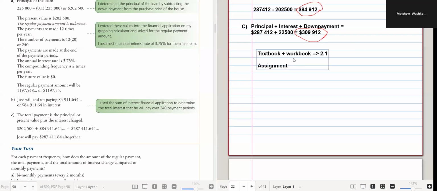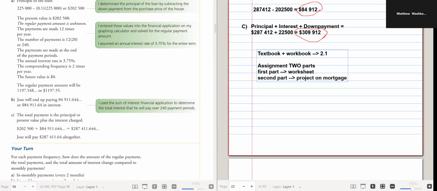You know what? For your assignment, there's going to be two parts, okay? The first part is going to actually be a worksheet. The second part is going to actually be a project, a mortgage project, okay?